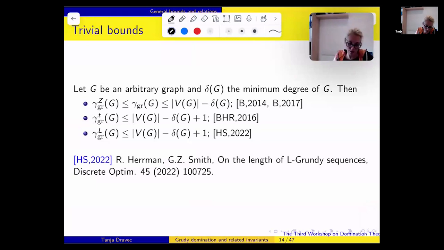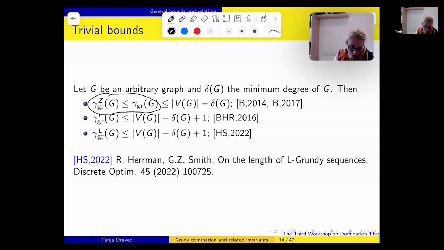So somehow already from definitions, we can find out this relation. What does a Z sequence say? We put in the sequence a vertex if this vertex will dominate something different from itself. But this is also fine for the closed neighborhood sequence. So any Z sequence is also a closed neighborhood sequence, and thus the Z-Grundy domination number is at most the Grundy domination number. Okay, so what we have here are some trivial upper bounds for these Grundy invariants.